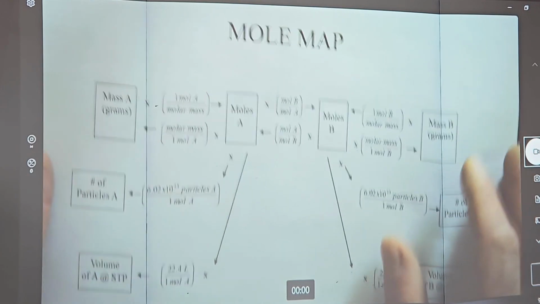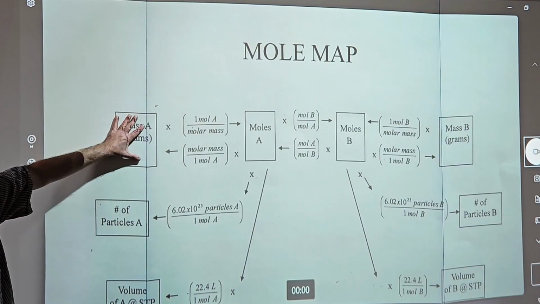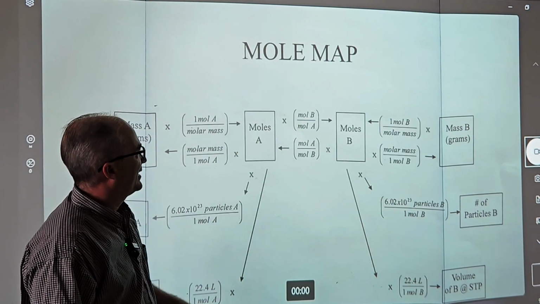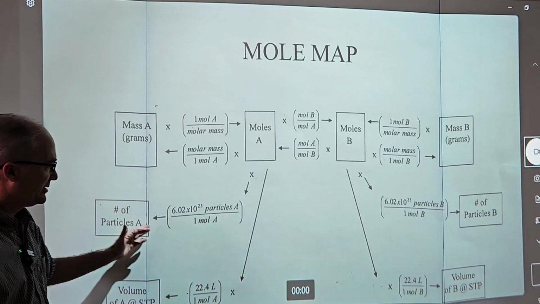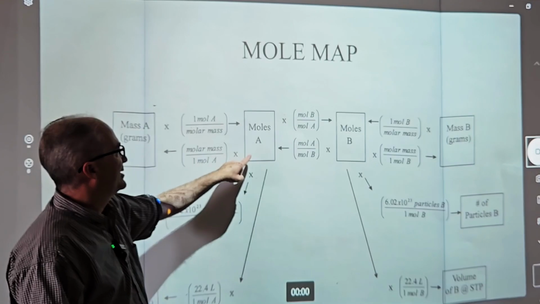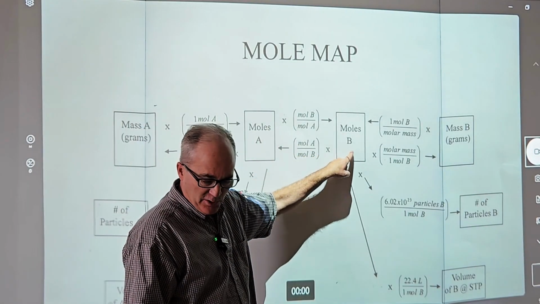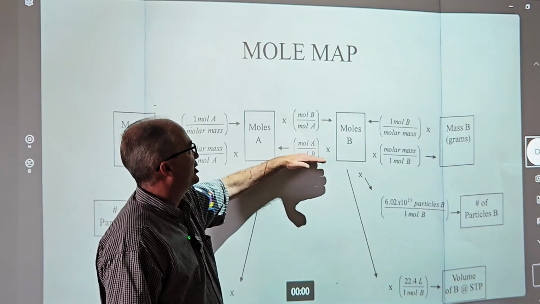All right, let's talk about the mole map for just a little bit. Notice we can go from mass of one chemical species to moles when we divide by molar mass. Avogadro's number gets us to number of particles. We can even go to volumes of gases, but we're not going to worry about that right now. But here, when I go from moles of one item to another, you can label this mole ratio.